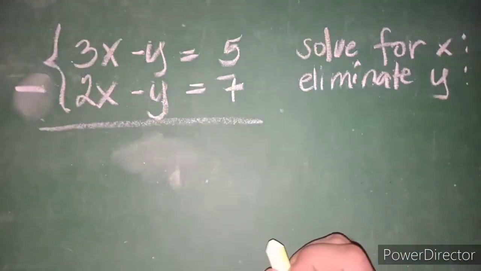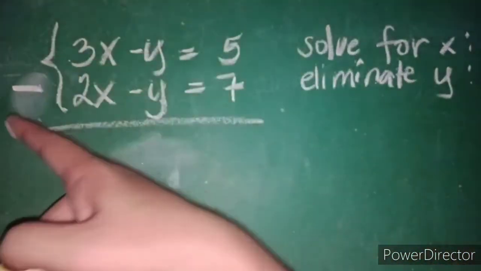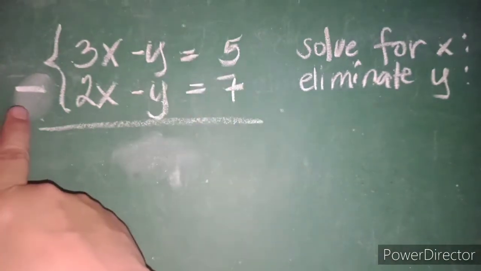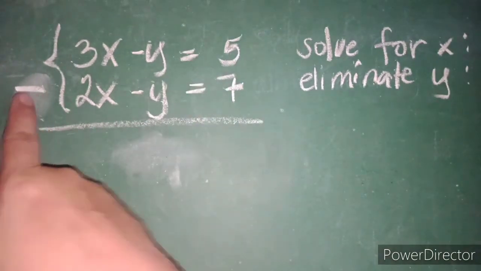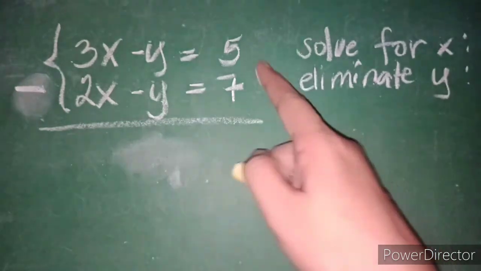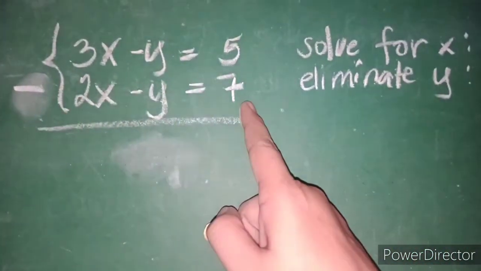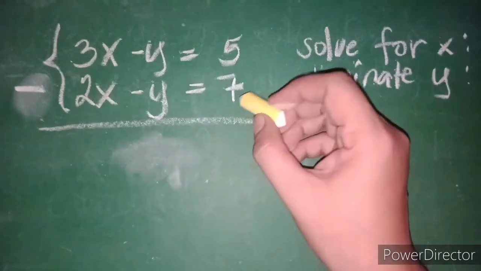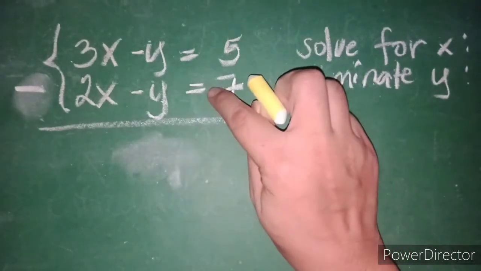Okay, so mag-change tayo ngayon ng operation. So gagawin natin, i-subtract natin yung equations. So, kung isusubtract natin negative y minus negative y, ang magiging sagot natin is 0. Okay? So, makakancel yung y. Okay? So, subtraction ang gagamitin natin. So, 5 minus 7. Okay?